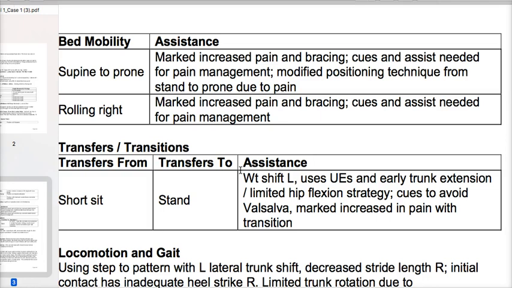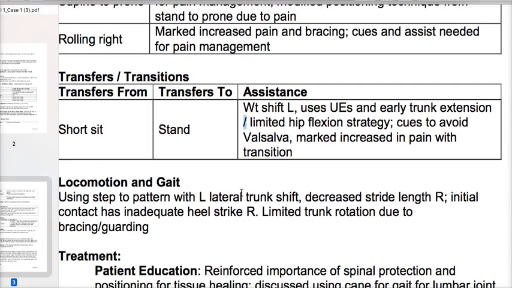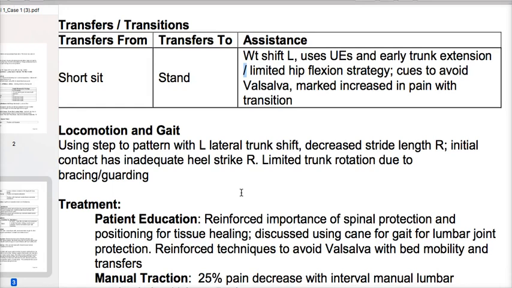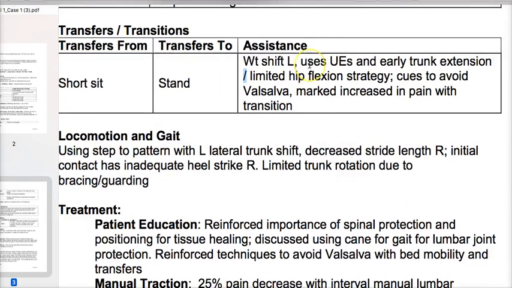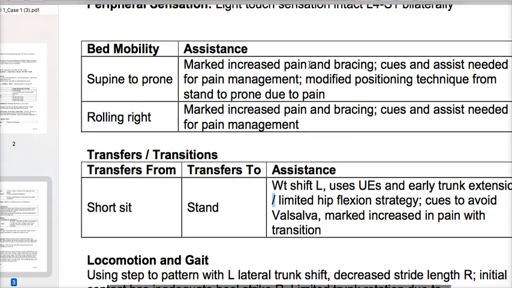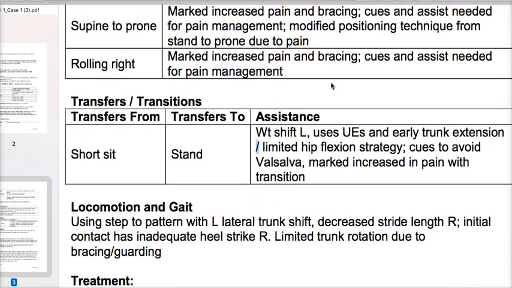Weight shift to the left, understandably, to avoid the loading of the lumbar spine on the right side, and you expect to see some early trunk extension, again that point of pain avoidance behavior. Limited flex, this means extension, just so you know. Limited hip flexion strategy, this is a problem for this individual, and they need some cues to avoid holding their breath. And a marked increase in pain with that transition from a short sit to standing. So you notice these are problems with gait, so you can expect to be addressing all these problems, particularly in the functional level, right? Because these are things this person is doing every day.